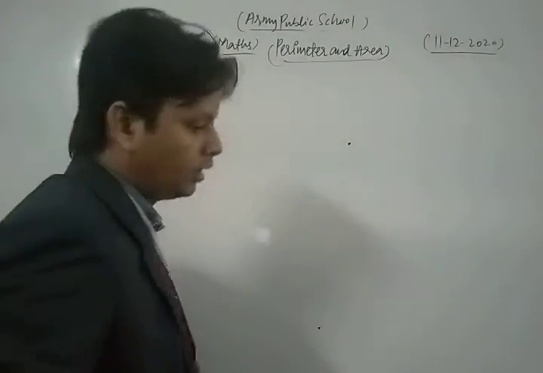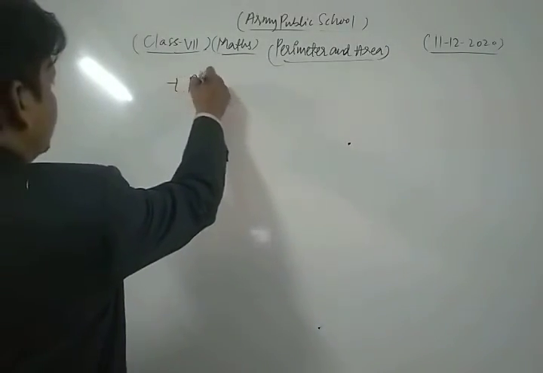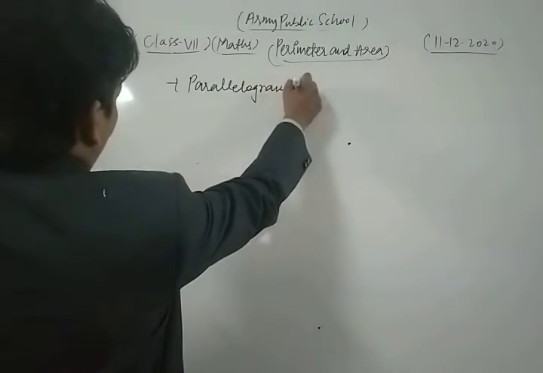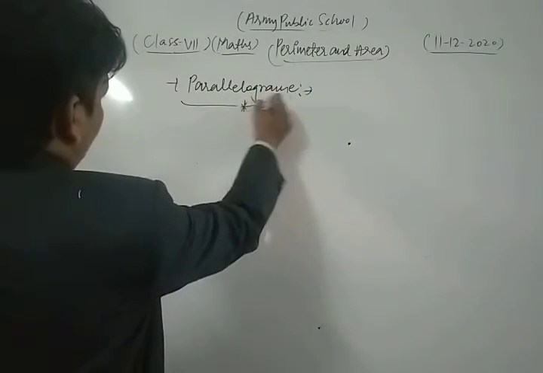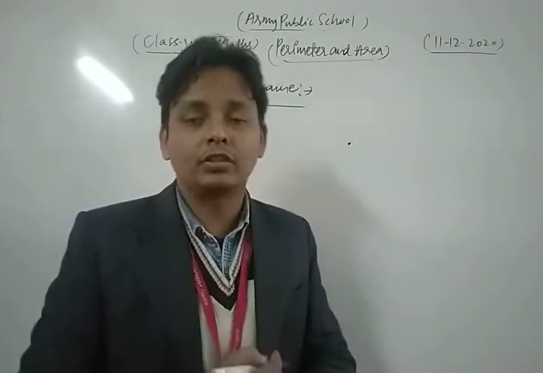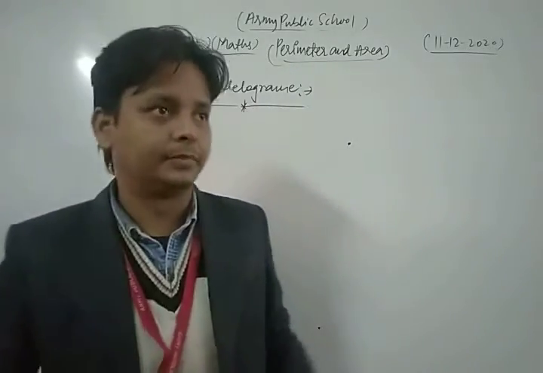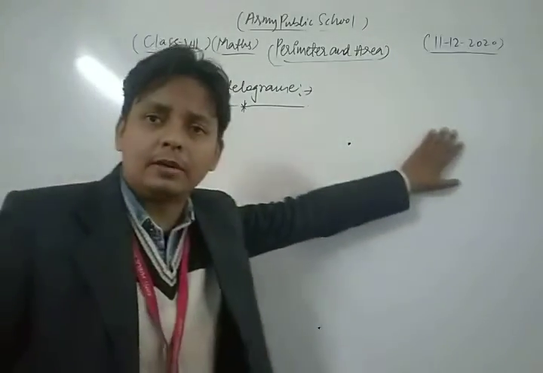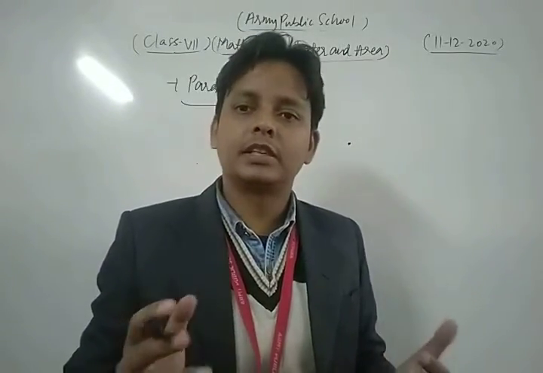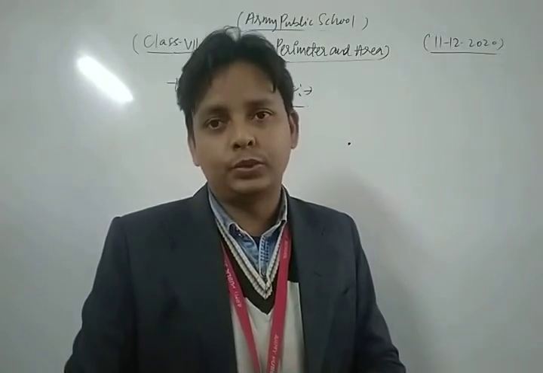Dear students, first of all we are going to discuss the parallelogram. What is the condition of a parallelogram, what is the main form, and what is the formula for the area of the parallelogram? Let's see. Dear friends, a parallelogram is a special type of quadrilateral in which opposite sides are parallel to each other.